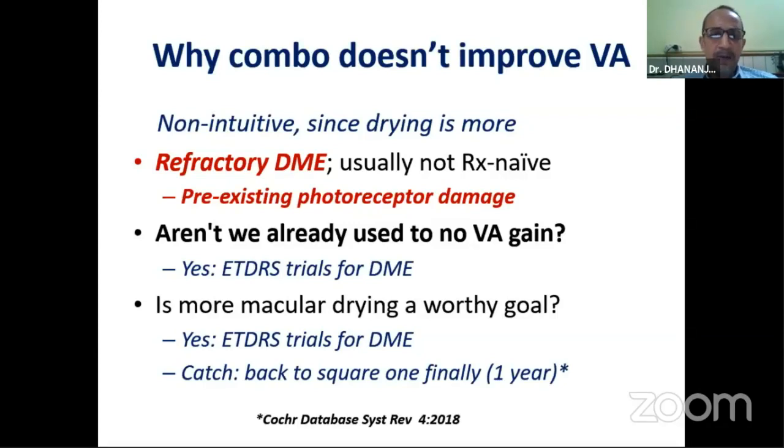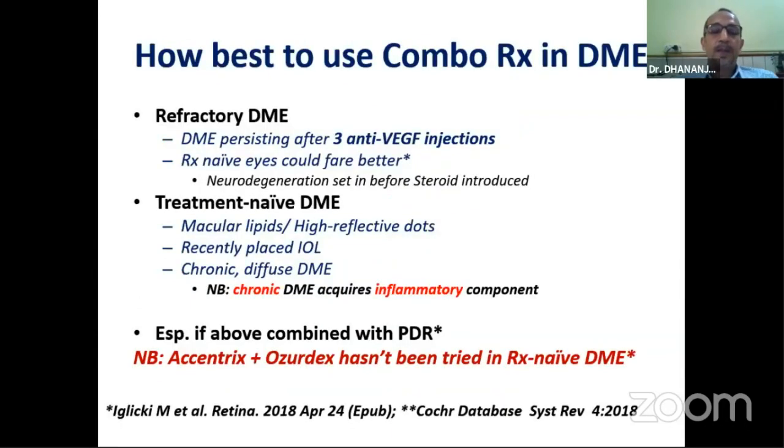So, are we not used to no visual gain already? We have used grid treatment for diabetic macular edema for ages, and that never improved vision. Actually, we are always concerned about stabilizing vision. So, is the treatment of drying the macula a worthy goal? Yes, according to TDRS, and it can get back to square one after 1 year.